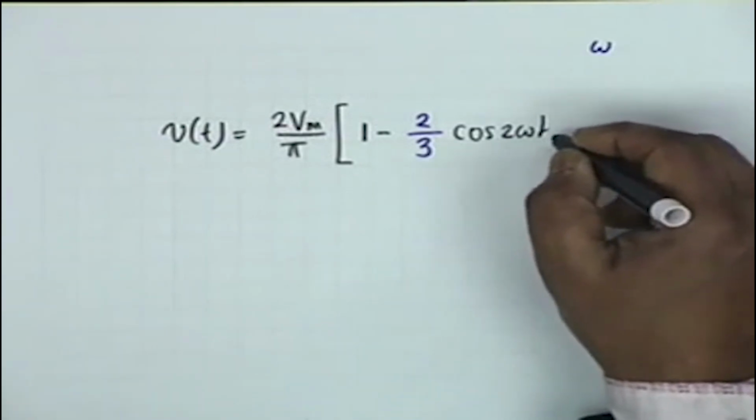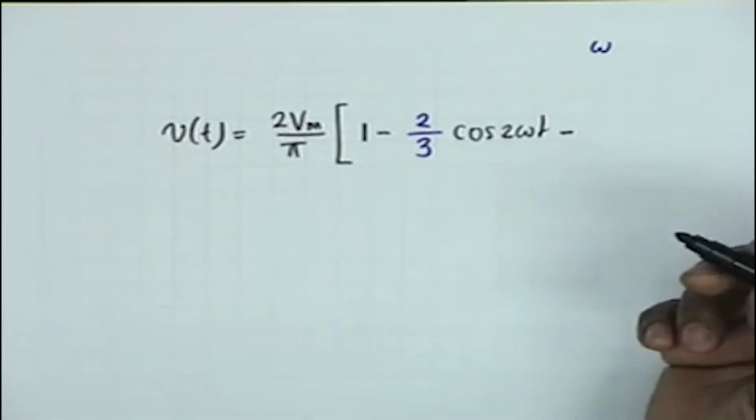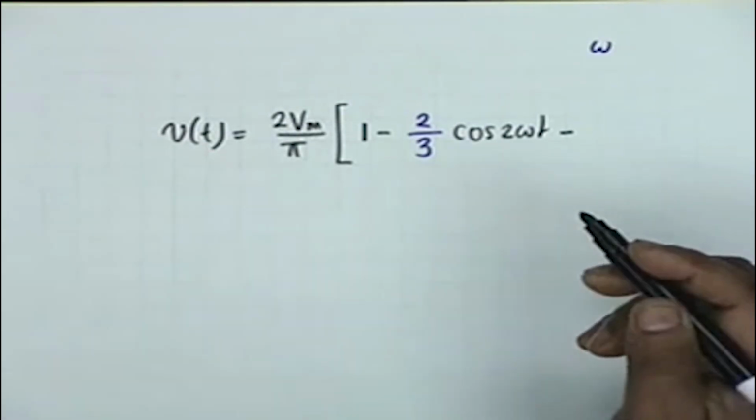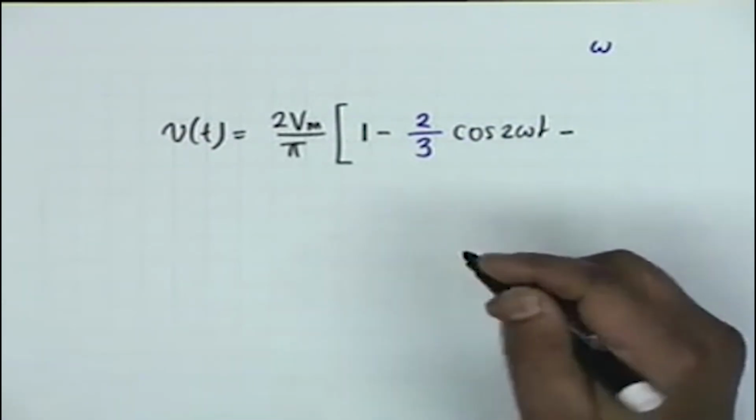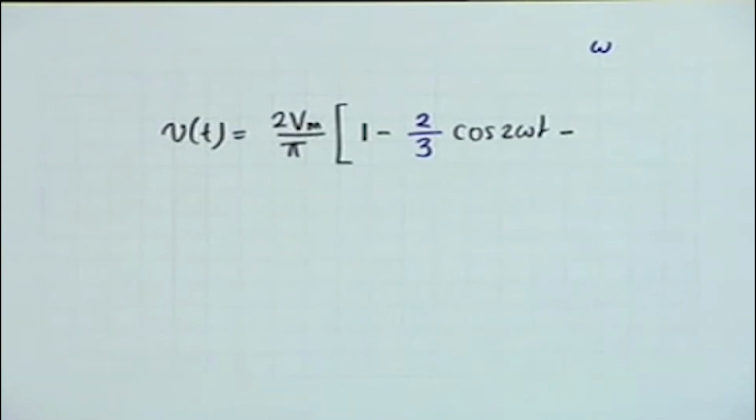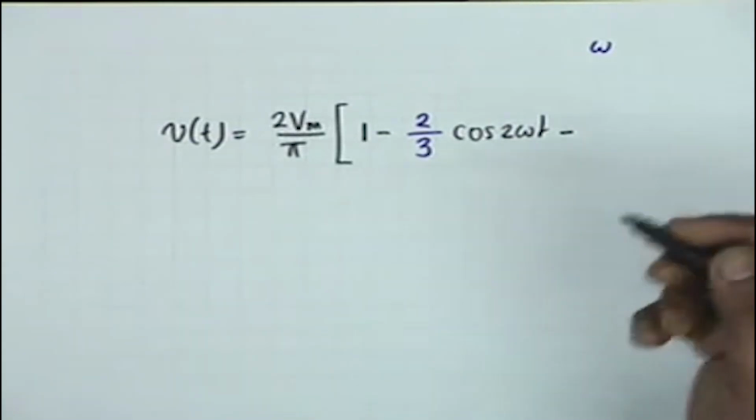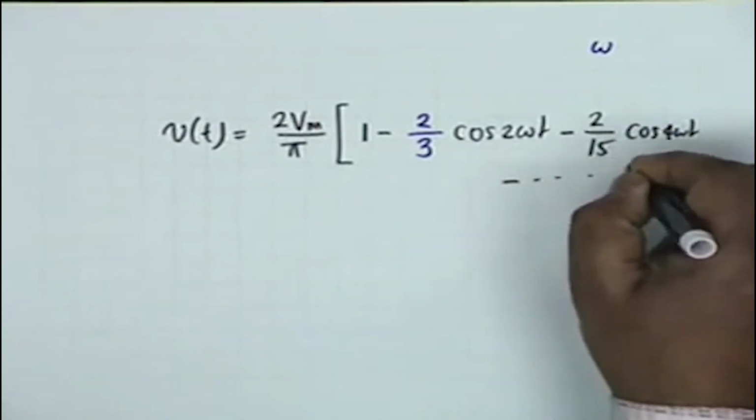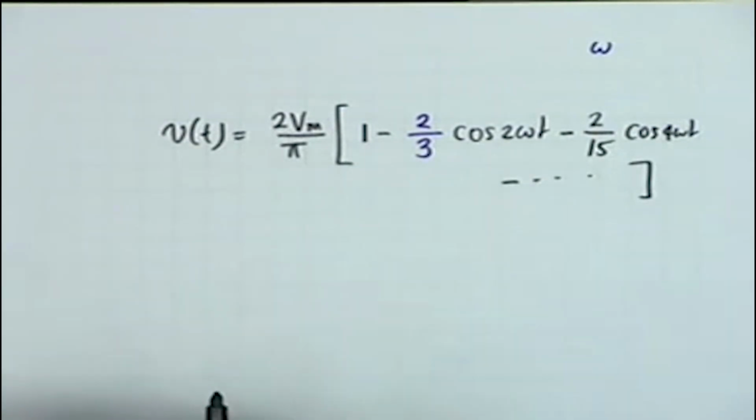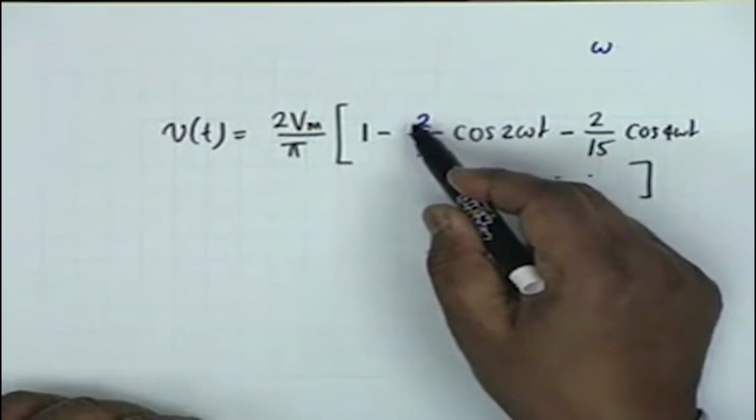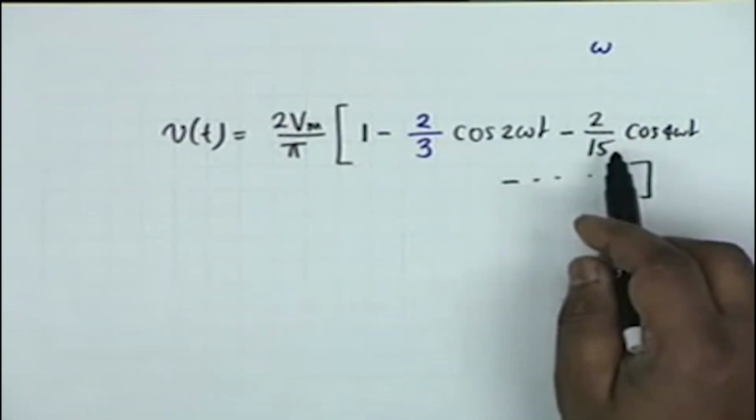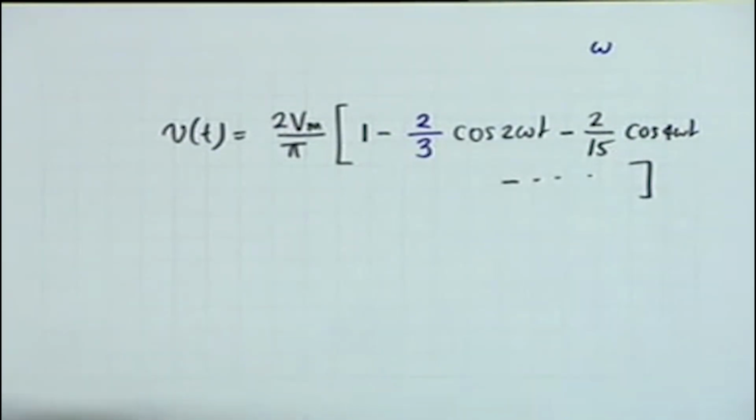Alright. Then in the full wave rectified waveform, it is only even frequencies which are there, because the fundamental of the rectified waveform is 2 omega, and therefore you have 4 omega, 6 omega, 8 omega and so on. You can't have a 3 omega component. So you have 2 by 15 cosine 4 omega t and so on. The number of frequencies in theory is infinitely large. However, the amplitude of these components, the second harmonic is 2/3, the fourth harmonic is 2 by 15, and it diminishes as the order of the harmonic increases.